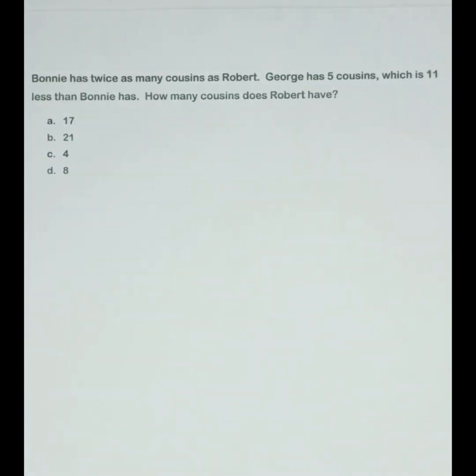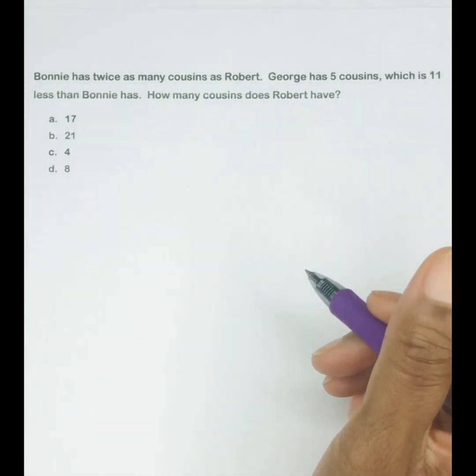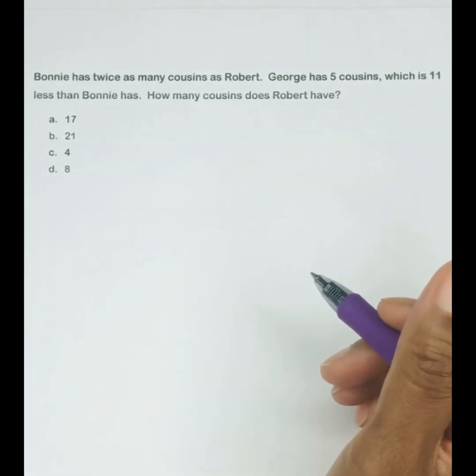Bonnie has twice as many cousins as Robert. George has 5 cousins, which is 11 less than Bonnie has. How many cousins does Robert have? When you read this all at once, it just sounds really confusing because there are 3 different names and different numbers and everything. But when I was young, these questions used to get me all the time.